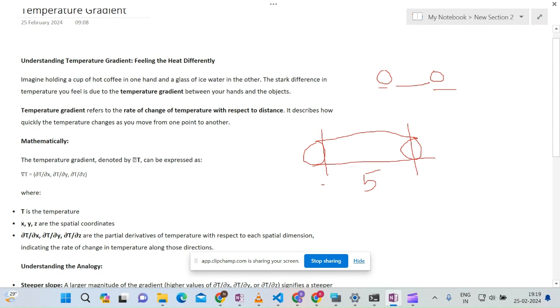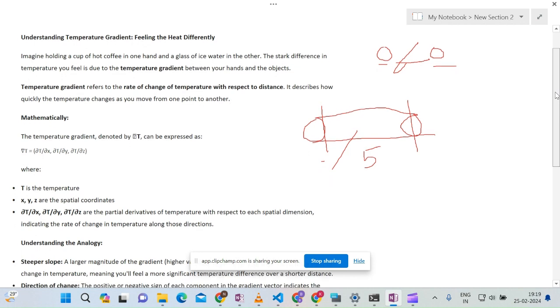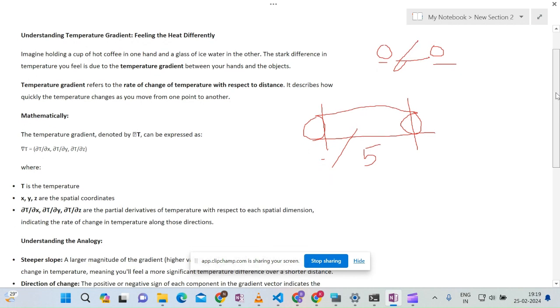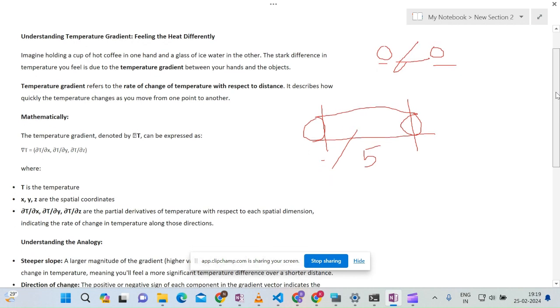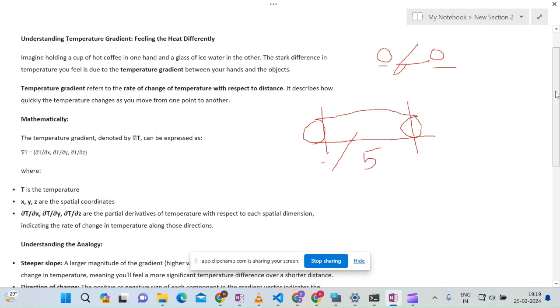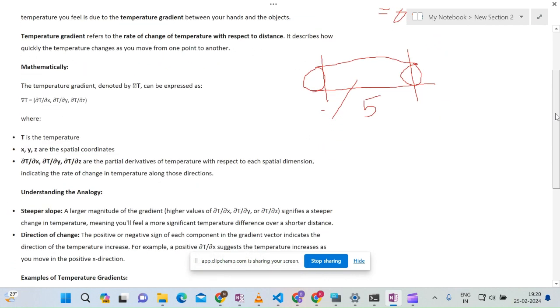So what does this information tell about the temperature field of this rod? Here the gradient is less, and here the gradient is more. As we move along the axis of the rod, here the temperature is changing at a slow rate, and here the temperature is changing at a fast rate with respect to distance. That's what gradient is telling. You can take this example of a rod as a perfect example for telling what the gradient is.